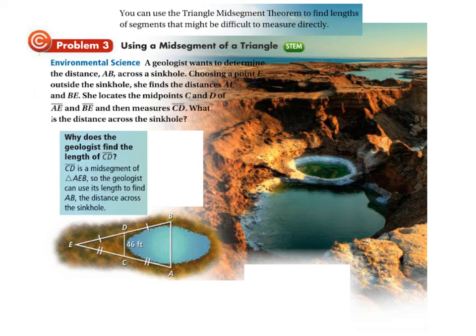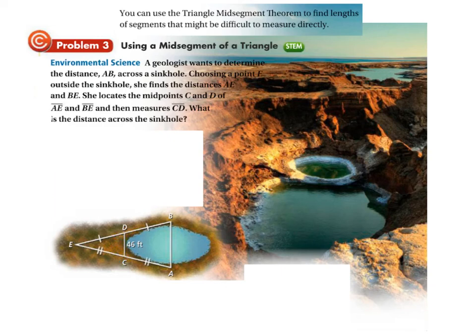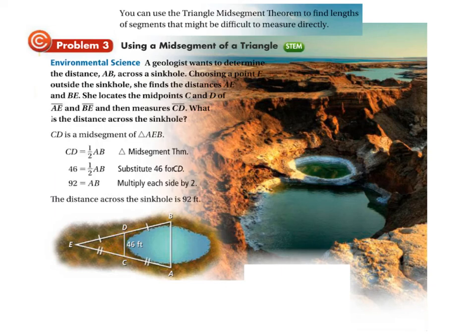Why do they do that? Because that will be half of the length across the sinkhole. 46 will be half of this length because it's a midsegment. So if you were to calculate this, you would say since CD is the midsegment, CD is going to be exactly half of what AB is. And if you undo this 1/2 by multiplying both sides by 2, you find that AB is 92. You might not have even needed to do this formally because you can just double it. Anyway, the distance across the sinkhole is 92 feet.